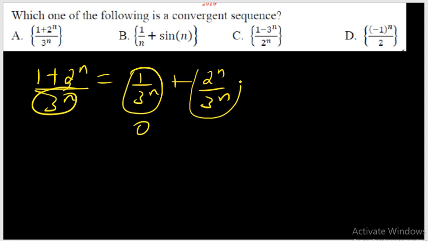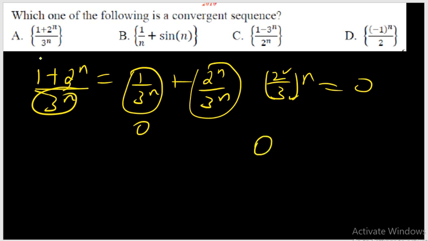Again, this one, it can be written 2 over 3 the whole to the power of n. As n goes to infinity, this also will be 0 because the numerator is smaller than the denominator. So 0 plus 0 will be 0. It is a convergent sequence. So the answer is obviously A. Let us check the others.